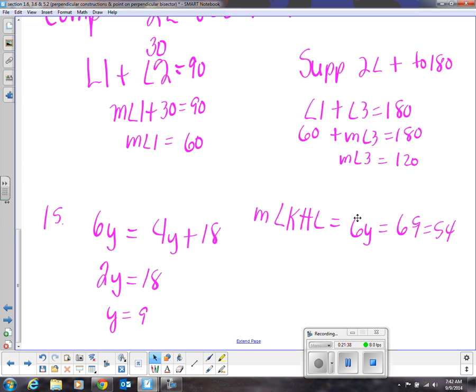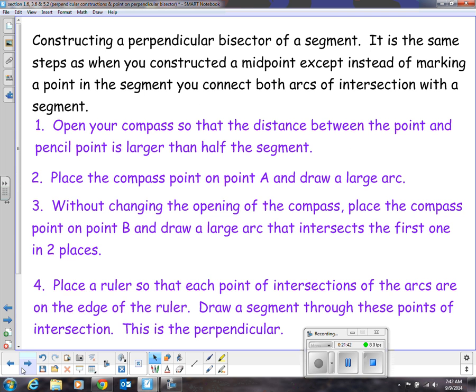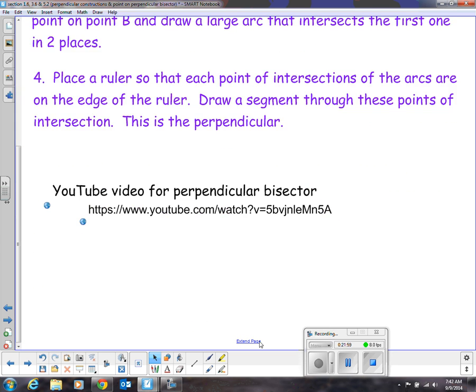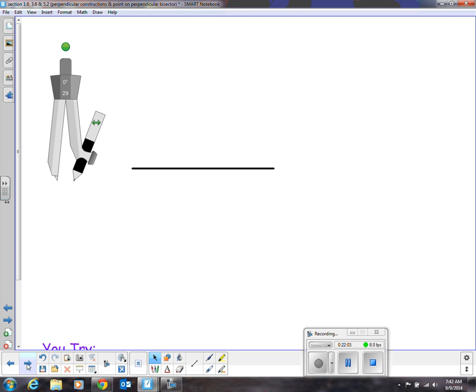So here we go. We're going to go to this page. All right, we're going to do perpendicular bisector of a segment. So up here, I've got step-by-step directions to do that. So if you get lost, you go online and you find those and you follow those. In the meantime, I've also given you a website that you can watch also. But we're going to do this.